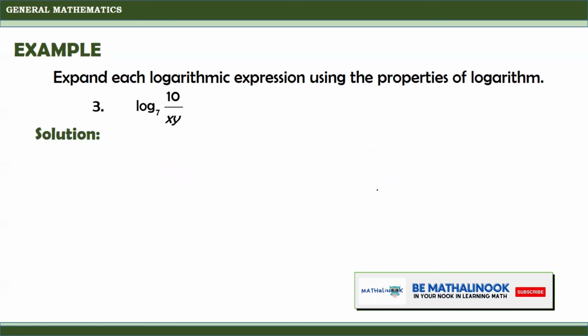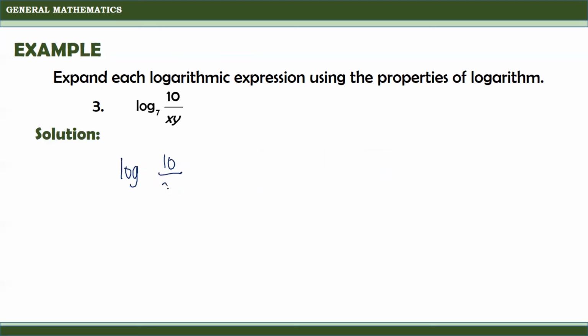And finally, for the last one, we have the logarithm of 10 over xy to the base 7. Since this is division, using property number 2, we will expand it by subtracting the two logarithmic expressions, logarithm of 10 to the base 7 minus the logarithm of xy to the base 7.